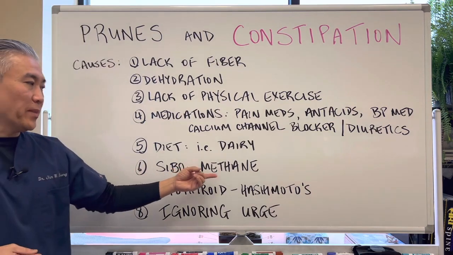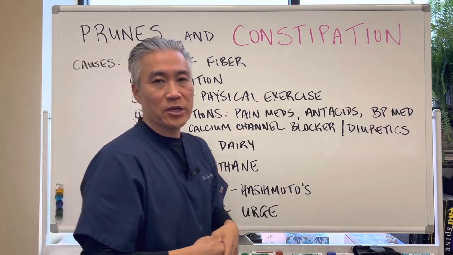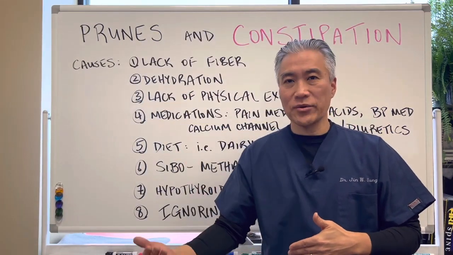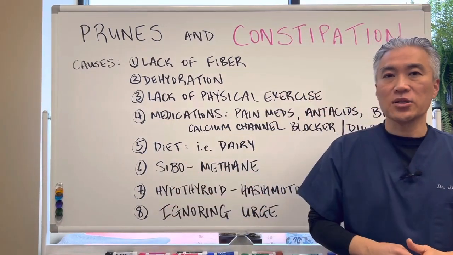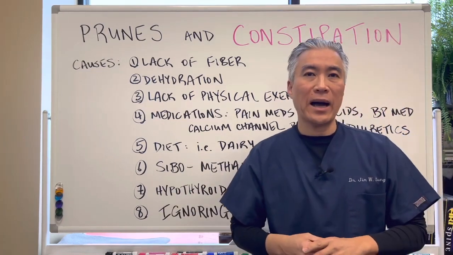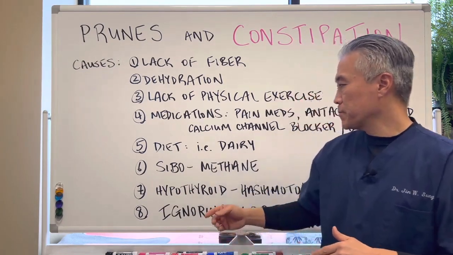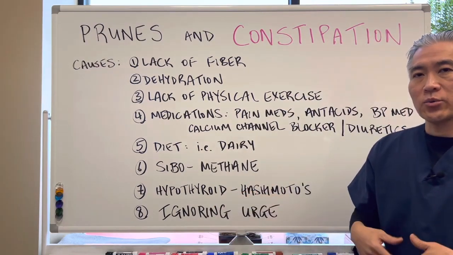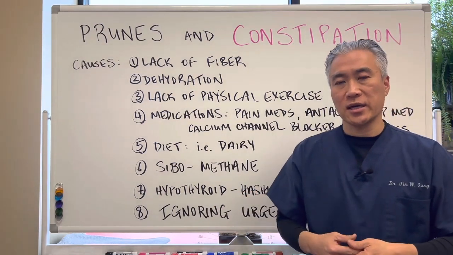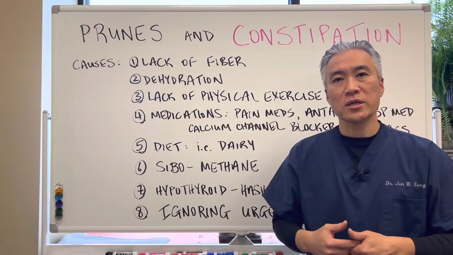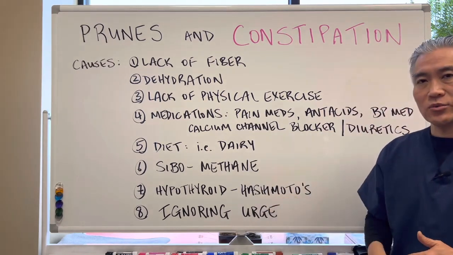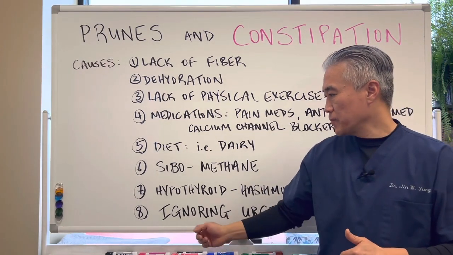SIBO, the methane version, can create constipation. SIBO is small intestinal bacterial overgrowth and is the #1 cause for irritable bowel syndrome. Hypothyroid. Underfunctioning thyroid will slow the system down and cause constipation. The #1 cause for hypothyroid is Hashimoto's thyroiditis, which is an autoimmune disease.